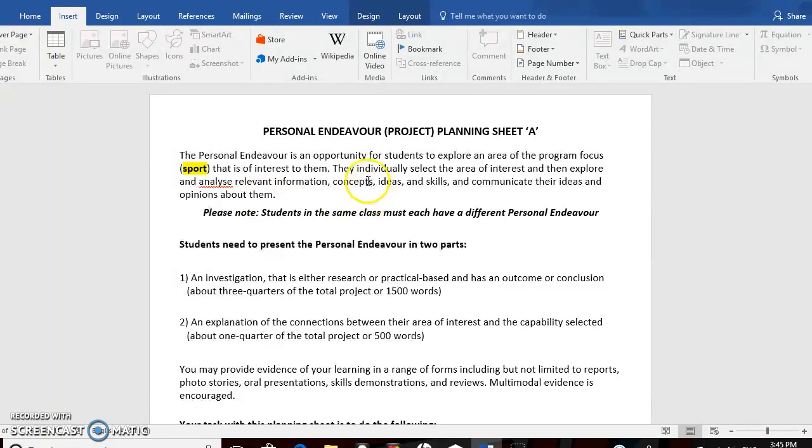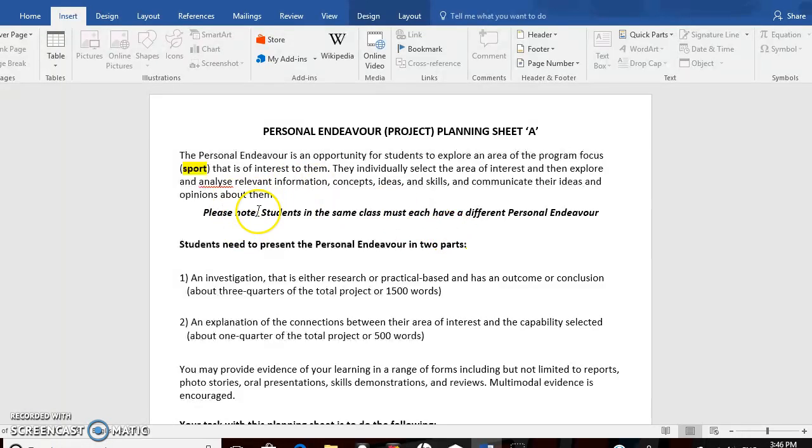So the students individually select the area of interest and explore and analyse relevant information, concepts, ideas, skills, and communicate their ideas and opinions about them. Okay, so there is scope within this piece of work to hear a lot about what you think about your particular project or your personal endeavour. It's not all just blah blah blah, things that you've researched or found. There's lots of scope in here for you to actually say what you think and your thoughts and opinions on this particular piece of work.